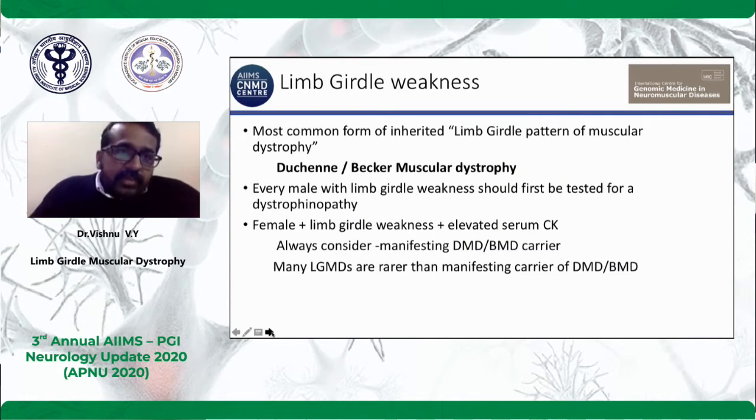So a few things I want to say before going to LGMD proper. The most common form of an inherited limb-girdle pattern of muscular dystrophy is still Duchenne or Becker muscular dystrophy. Every male with limb-girdle weakness should first be tested for a dystrophinopathy. We don't miss it much, because even if you write LGMD on a muscle biopsy and send it to the pathologist, they will check for dystrophin. So that's why we are not missing that much, at least in that aspect.